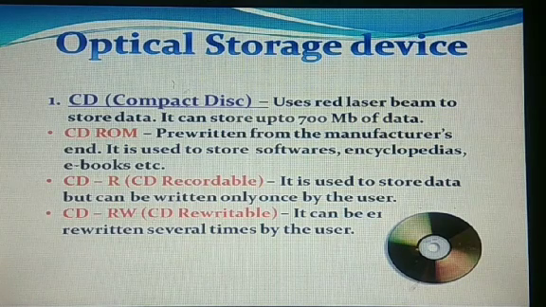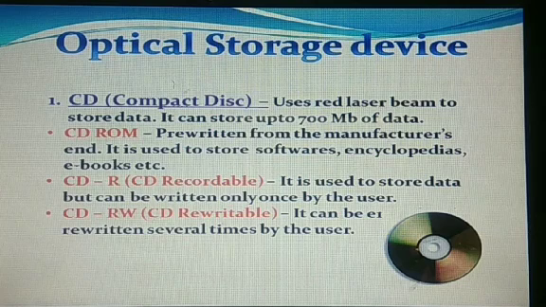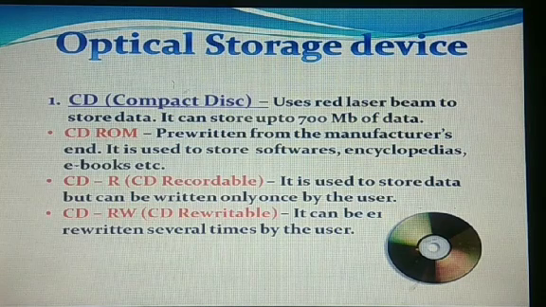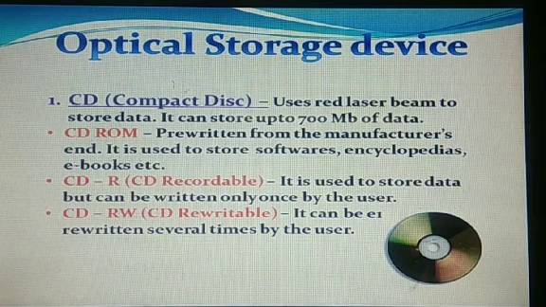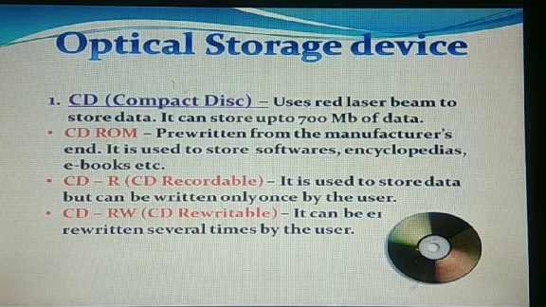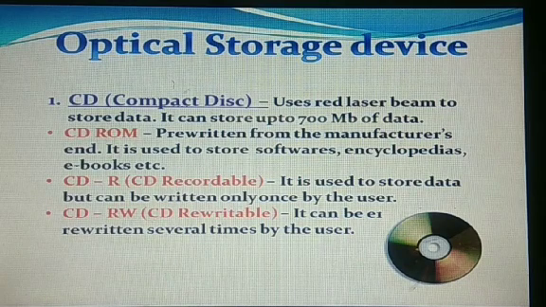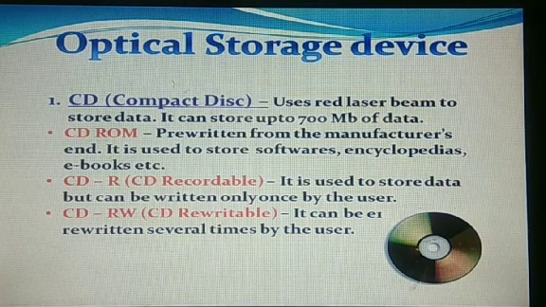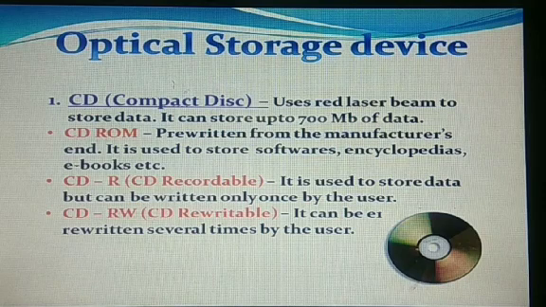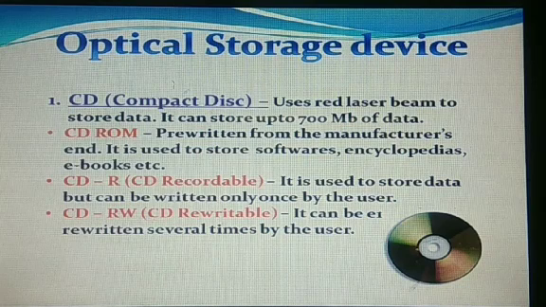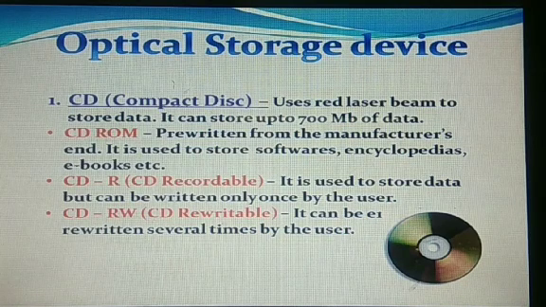One is CD-ROM. CD-ROM is pre-written by the manufacturer only. Whatever software or information is to be passed is written on CD-ROMs because it is not rewritable. We cannot rewrite over it. So CD-ROMs are written just once only. Like if you have purchased MS Office, that will be written on a CD-ROM. Or if you want to purchase an encyclopedia, it will again be written on CD-ROM.